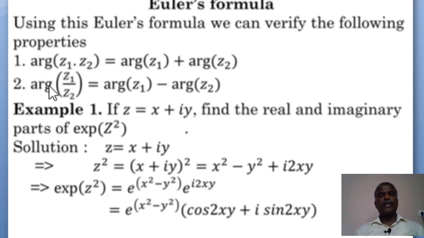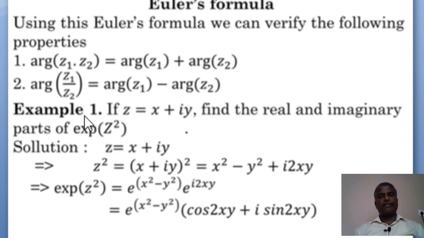Similarly, we can prove that z1 by z2 is r1 by r2 e to the power i into (theta 1 minus theta 2). So argument of z1 by z2 is theta 1 minus theta 2, where theta 1 is the argument of z1 and theta 2 is the argument of z2. So we can verify these two properties using Euler's formula. Now we have to solve some problems on complex numbers using Euler's formula.